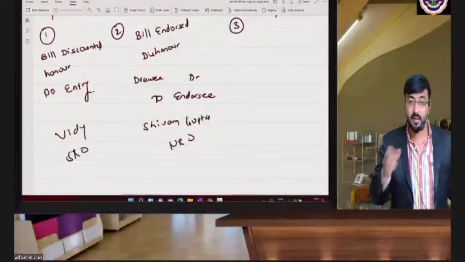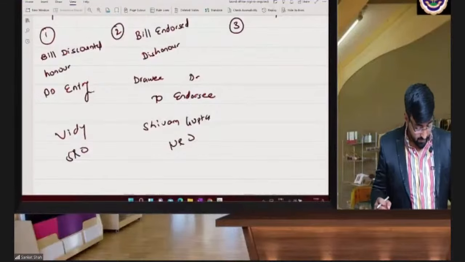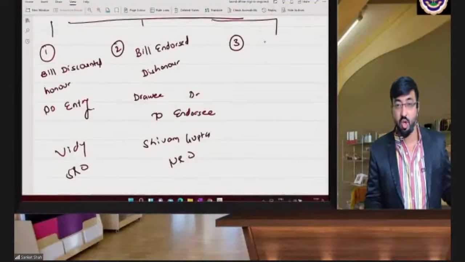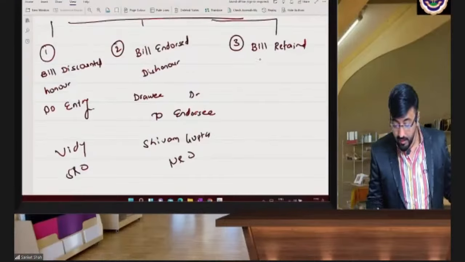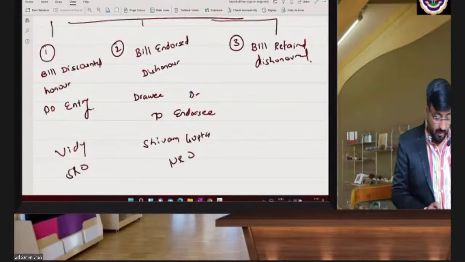Let's play the next question. Yes, very good. Next question. Chalo. Third number, ready? So third number is bill retained dishonor. Bill retained dishonor.